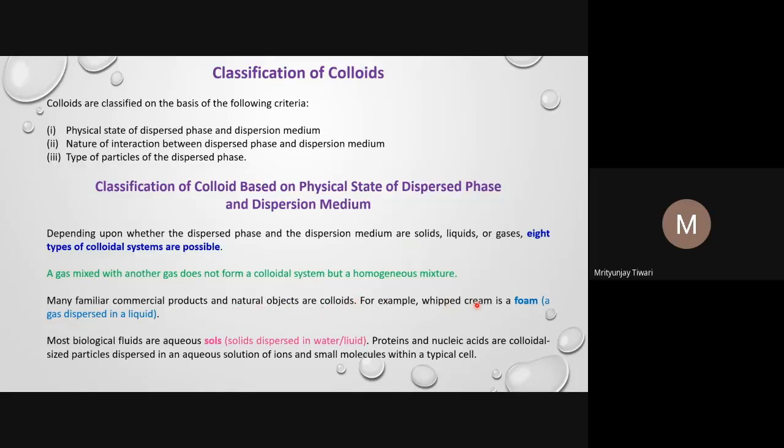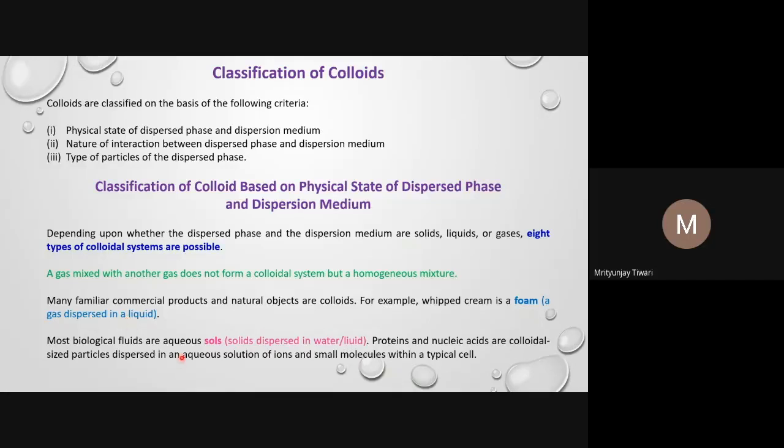For example, whipped cream. Whipped cream is a foam, and this foam is also a colloid. A foam is what? By definition, it is a colloid in which a gas is dispersed in a liquid. So gas is the dispersed phase for a foam, and the liquid is the dispersion medium.